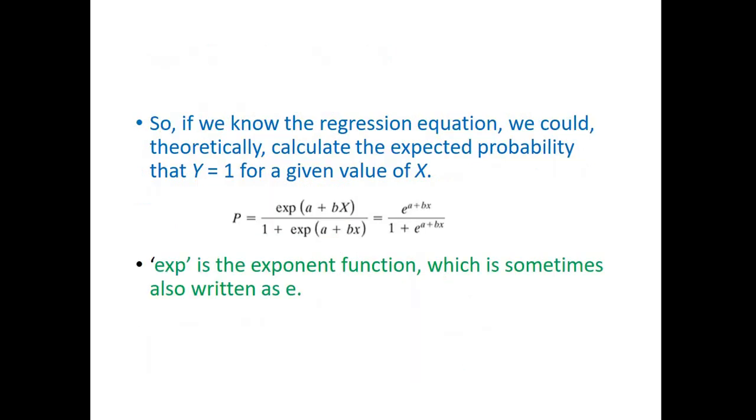So if we know the regression equation, we can easily calculate the probability term p from this expression. Probability p can be obtained: p is equal to exponentiation of a plus bx divided by 1 plus exponentiation of a plus bx. Here the exp term is called the exponential function. It is also written as e.